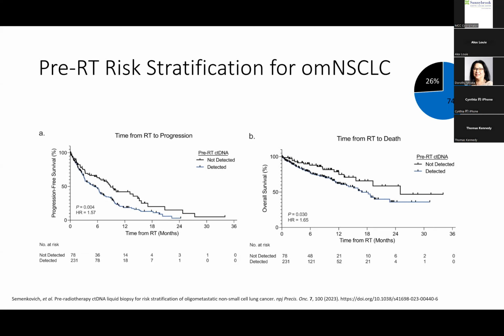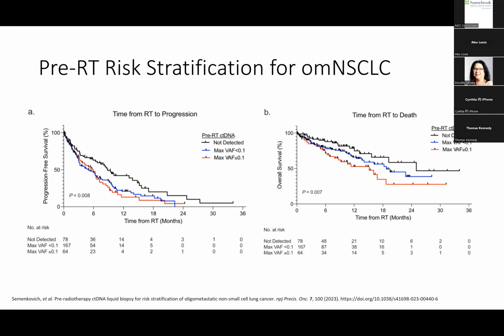Additionally, they were able to show that it wasn't just a binary detection versus no detection. The actual burden of ctDNA was also correlated with overall survival. So in those patients who had ctDNA detected, there was also a difference between those who had a low variant allele frequency, so less than 0.1, compared to those who had a high variant allele frequency, which was greater than or equal to 0.1. It was less significant for progression-free survival, but the curves do nicely separate for overall survival.